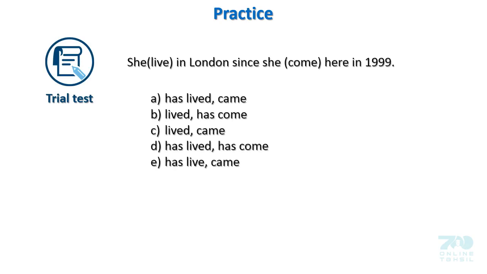Now let's have some trial test. You have to choose the right answer. She live in London since she come here in 1999. A: has lived, came. B: lived, has come. C: lived, came. D: has lived, has come. E: has lived, came.